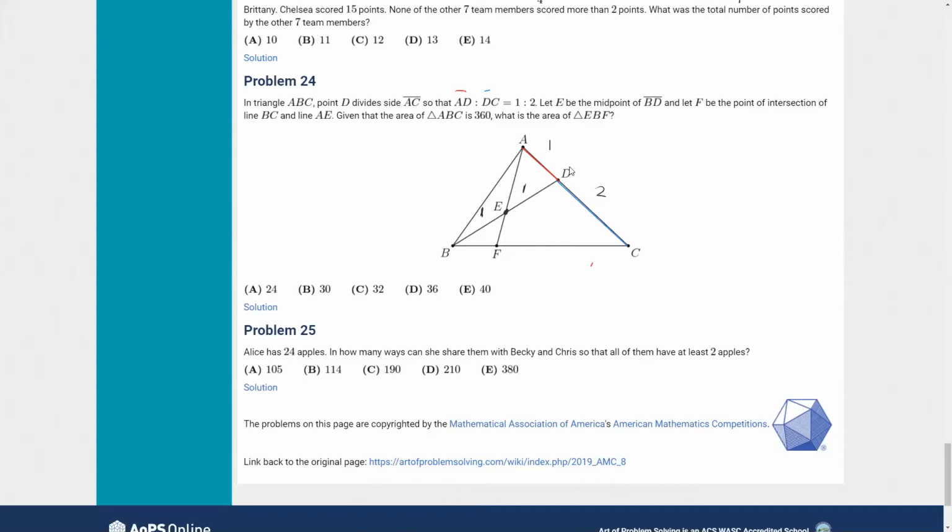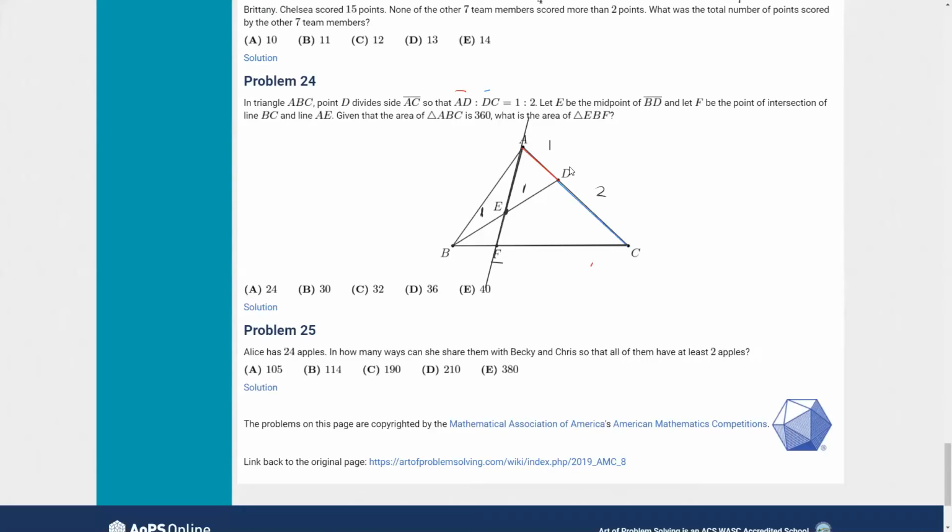Final piece of information, not final, second last, and let F be the point of intersection of line BC and AE. So where's BC? BC is down here, okay? And AE is over here. So where's point F? F is right over here. So what does that tell us?